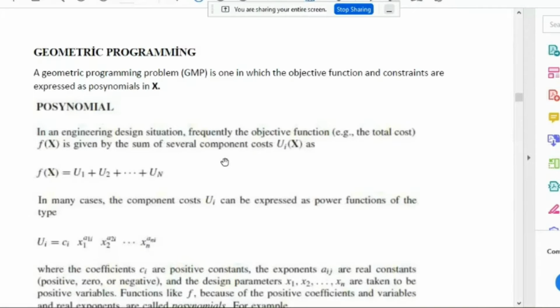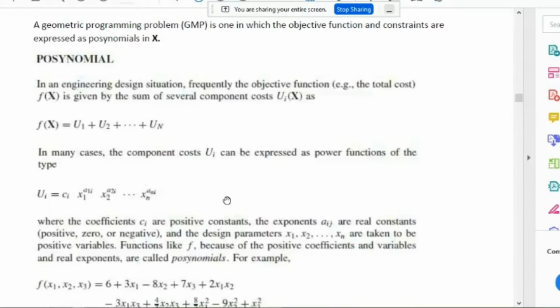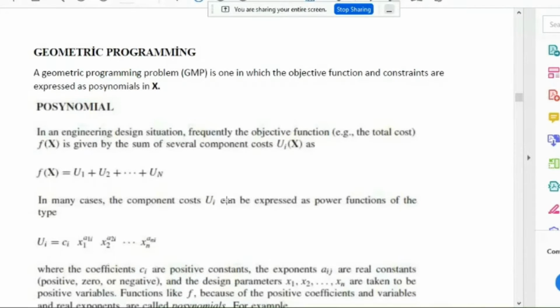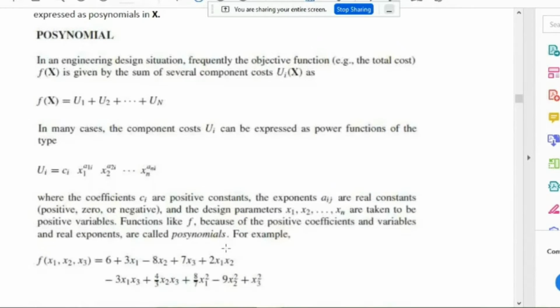Then further we may have the geometric programming problem. Here also, if you see the nature of the geometric programming problem, the objective function is expressed in terms of polynomials, and the constraints are also expressed in terms of polynomials. A polynomial is nothing but power functions of the type. Generally, from most design engineering perspectives, the objective function is nothing but the sum of several cost components.